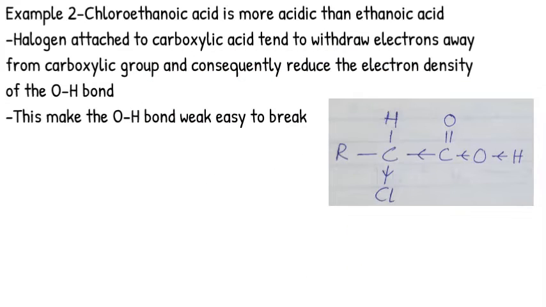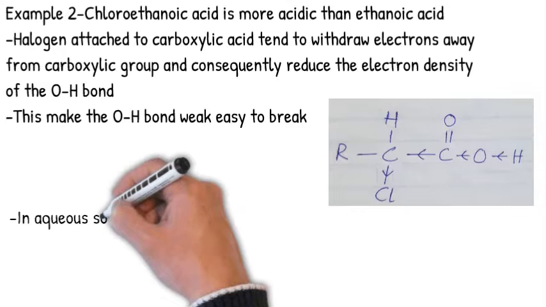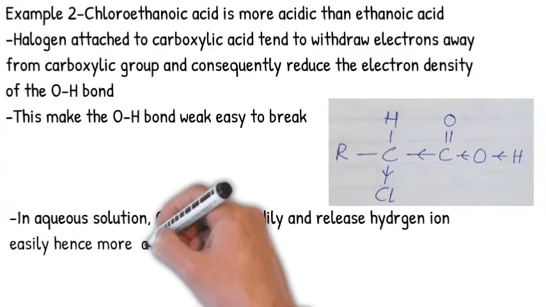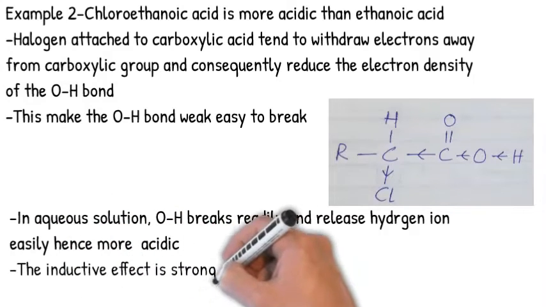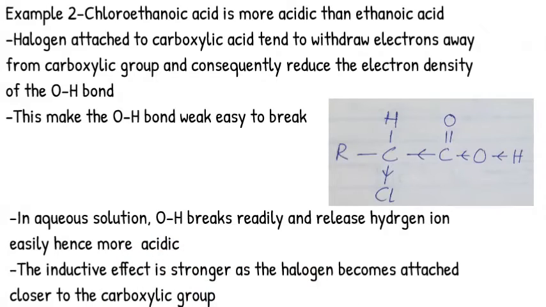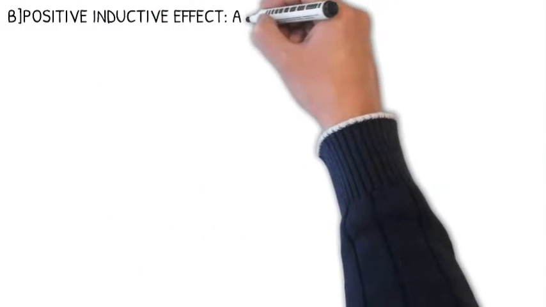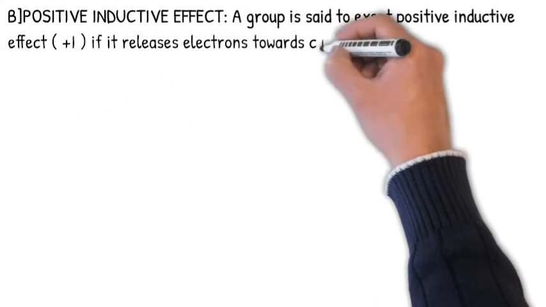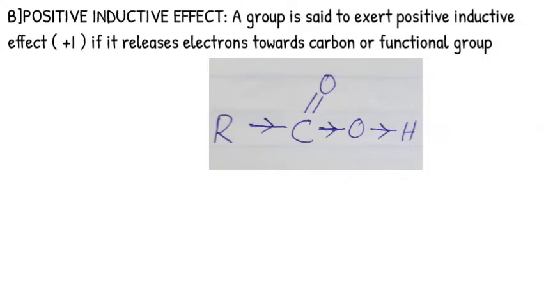Consider this compound, whereby chlorine withdraws electrons away from the carboxylic group. In an aqueous solution, the OH bond breaks readily and releases hydrogen ion easily and hence is more acidic. The inductive effect is stronger as the halogen becomes attached closer to the carboxylic group. Positive inductive effect. A group is said to exert positive inductive effect if it releases electrons toward carbon or functional group. See this structure of carboxylic acid, whereby the alkyl group releases electrons to the carboxylic functional group.